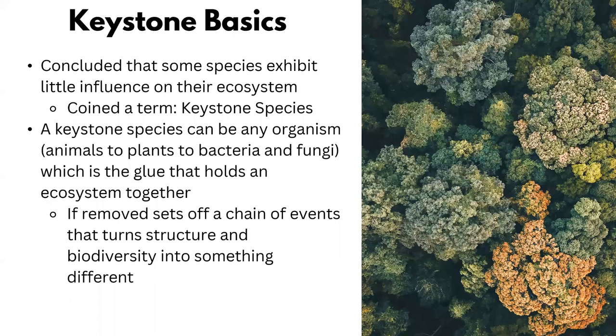Basically, everything's there for a reason, but certain species can topple a whole community if they are not there. And those are those keystone species. So the definition by the dictionary: a keystone species can be any organism. And remember, plants, animals, fungi, bacteria, all of those things can be a keystone species. Basically, they are the glue that holds the ecosystem together. If they are removed, it sets off a chain of events that will change the biodiversity, the structure and the function of that ecosystem into something completely different. So they are critically linked to everything else in that ecosystem.